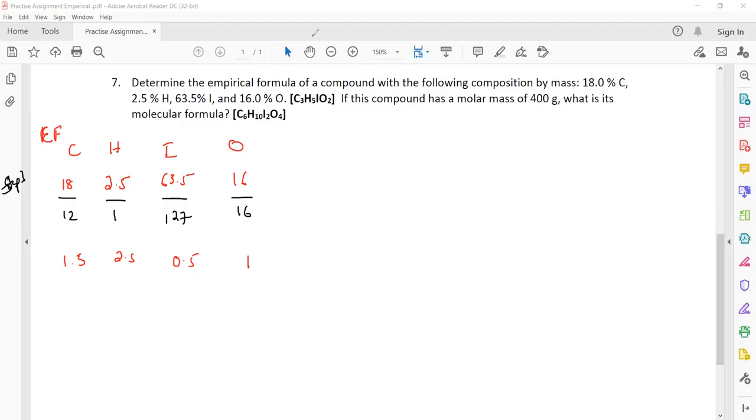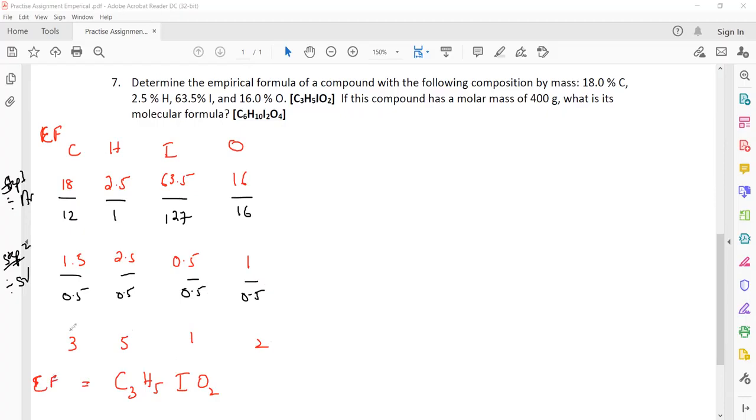Then what is step 2? In step 2, we divide by the smallest value. Step 1 was dividing by relative atomic mass. The smallest value in the combination is 0.5, so we divide all of them by 0.5. So this will come out as 3. 2.5 divided by 0.5 will be 5. This will be 1, and this will be 2. So the empirical formula of the compound contains 3 carbon, 5 hydrogen, 1 iodine atom, and 2 oxygen.